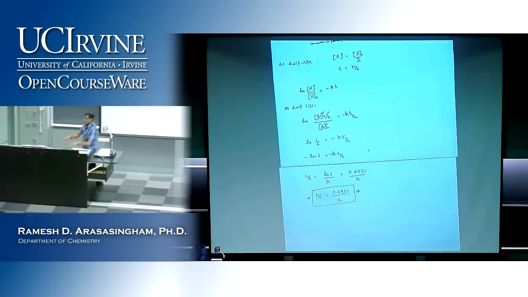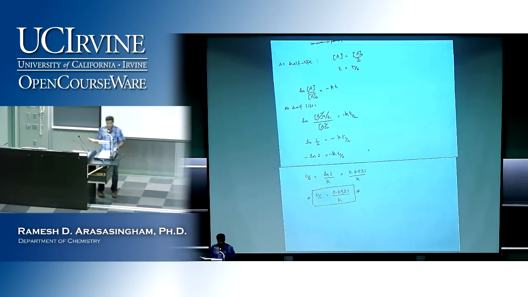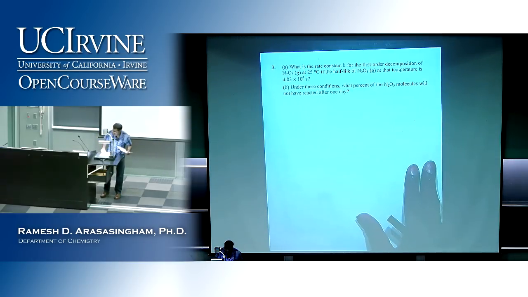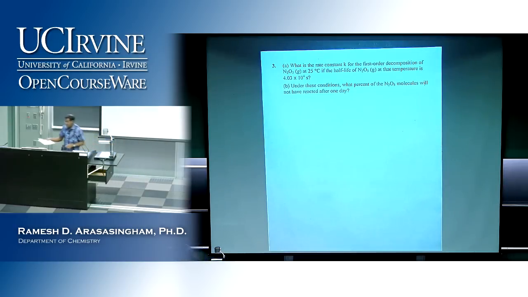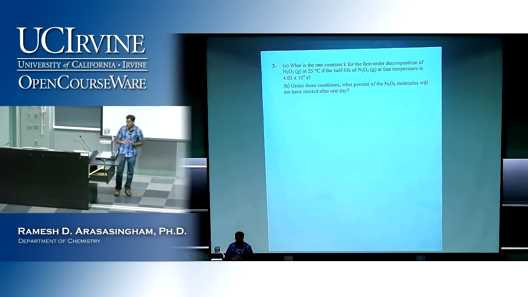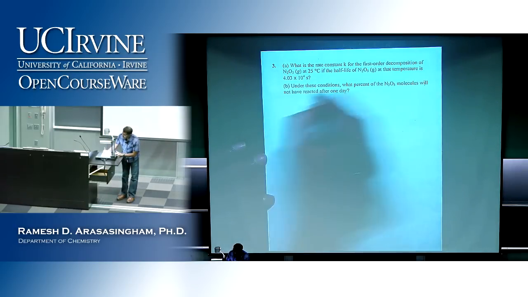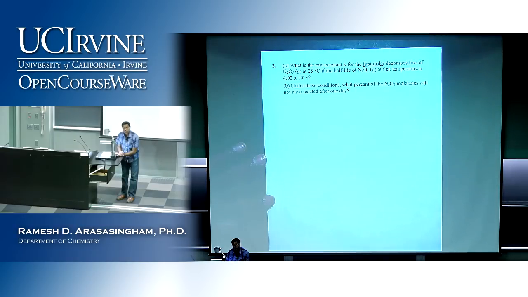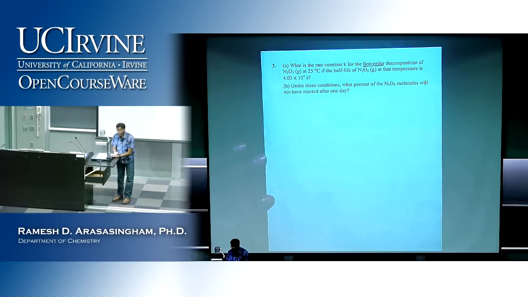So if you turn to this problem, okay, so if I may turn to that. So here is an example of applying what we just learned in a problem. What is the rate constant k for the first order decomposition of N2O5 at 25 degrees Celsius if the half-life of N2O5 at that temperature is given? Okay? So what they tell us is that it is first order. So it's important to check that. What is the order? Remember, so far we derived an expression only for first order. So this is a first order reaction.